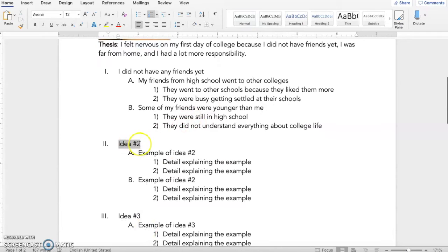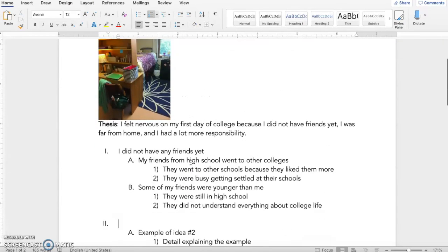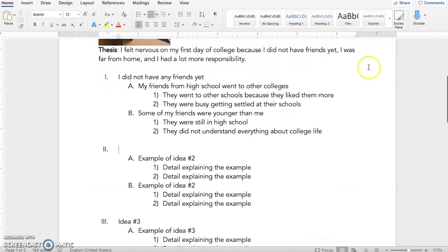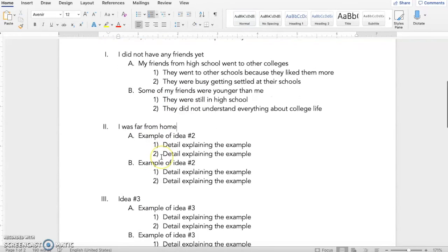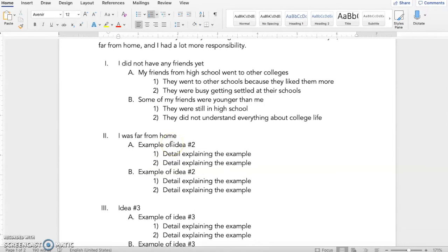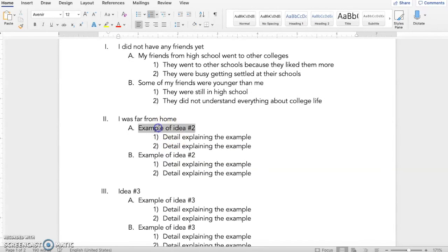So this is going to be our second paragraph. Whoops. That's when the undo button's helpful. Okay. All right, let's look back at my thesis. What was the second idea that I came up with? So my second idea was I was far from home. Okay. I was far from home. So that's my second idea. Now, let's see. How can I give some examples to explain to my reader why is it that being far from home made me nervous, or how was it that I was far from home?